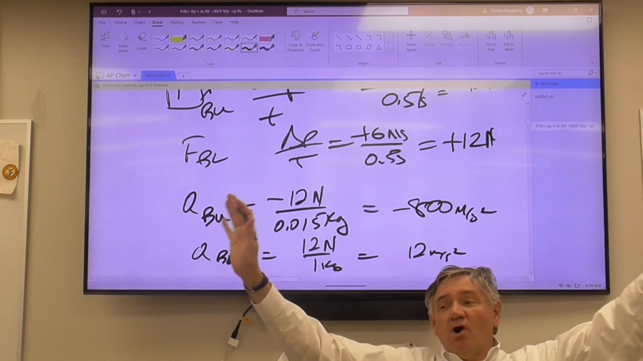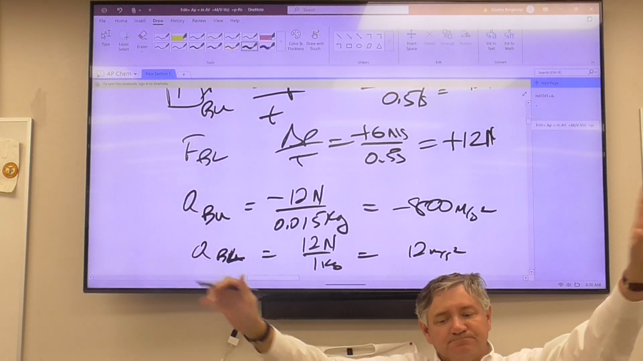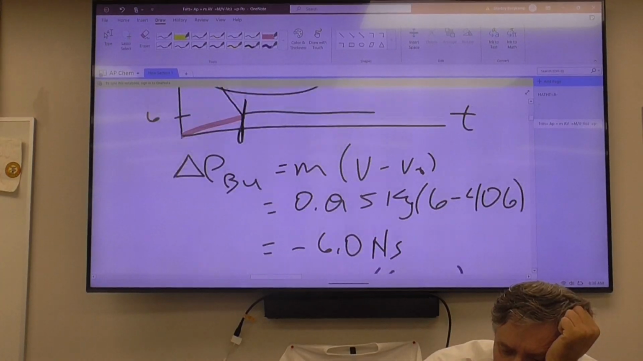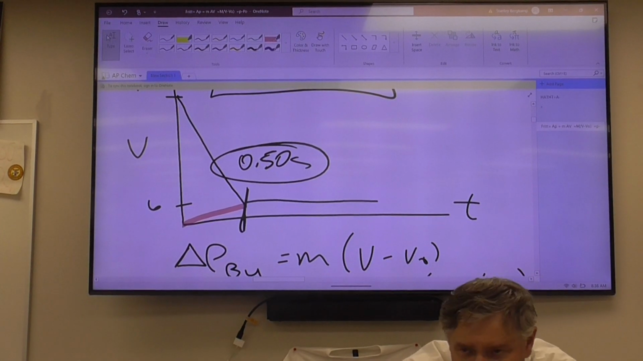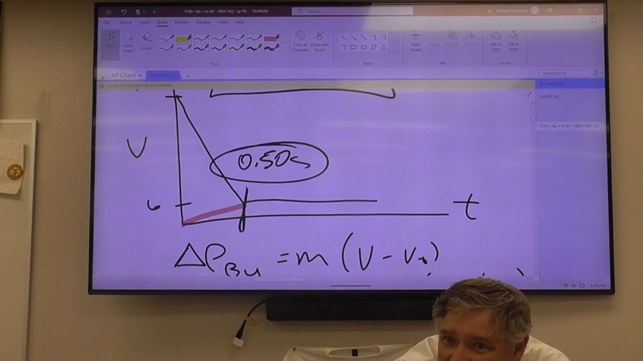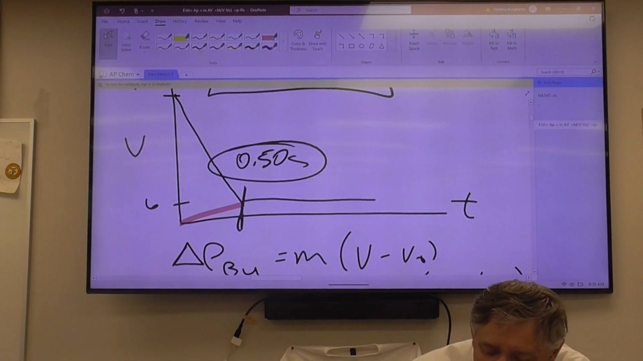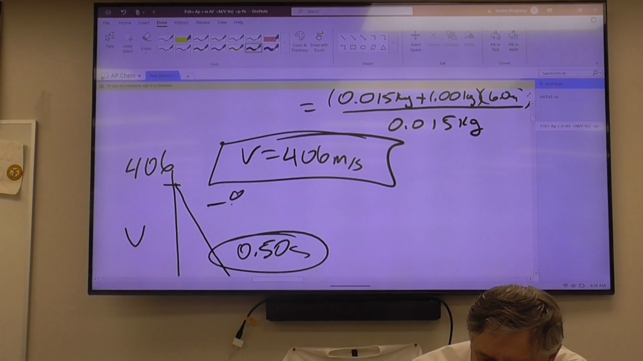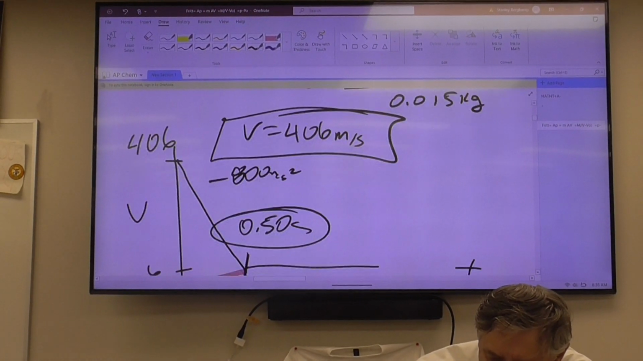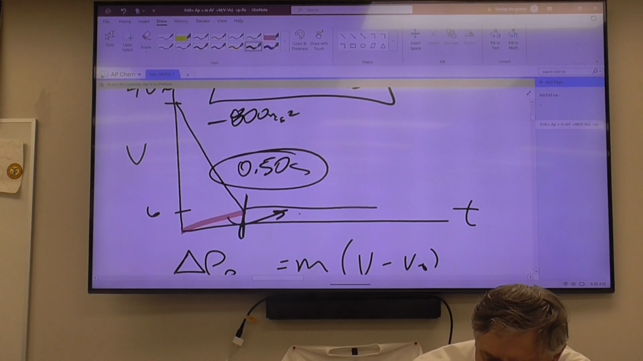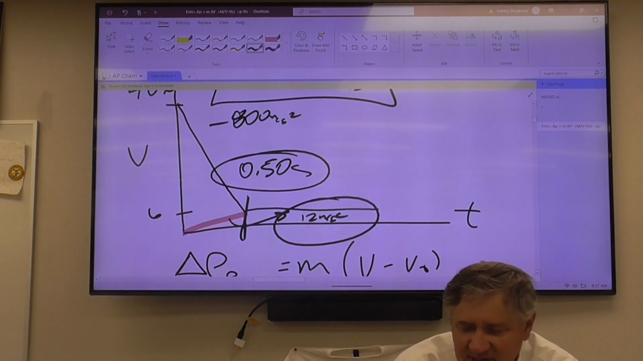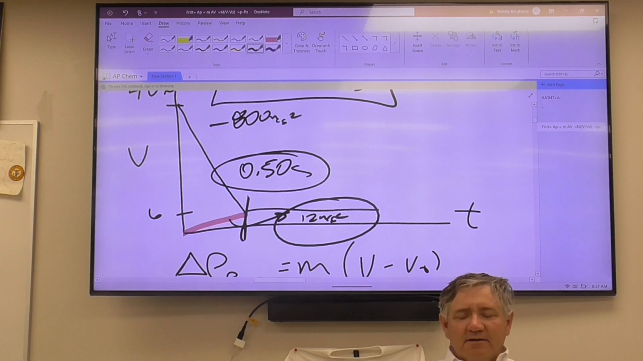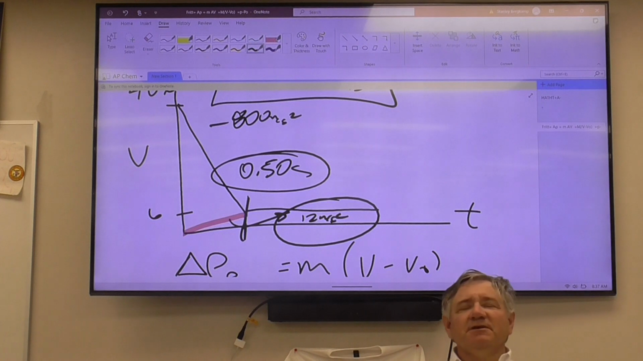Now, this is where it all becomes one big picture. How do these numbers relate back to that velocity-time graph? The slope. It's the slope of the line. So the slope of the bullet's line is negative 800 meters per second squared. And this one's going to be 12 meters per second squared. Cool. Got it.